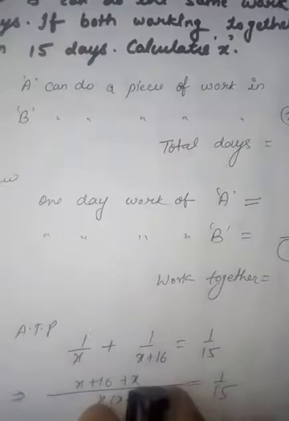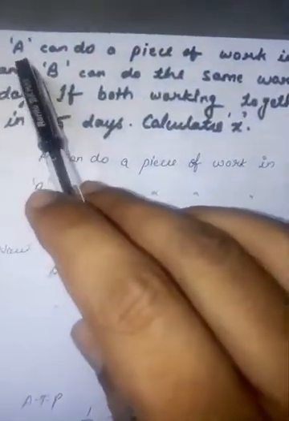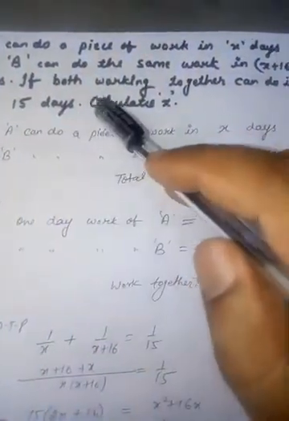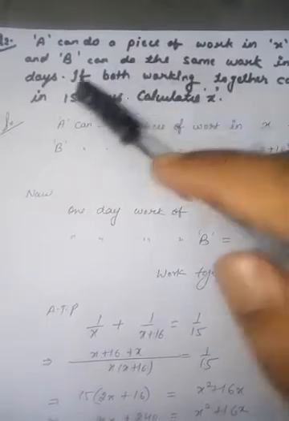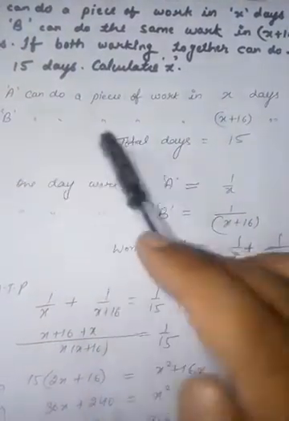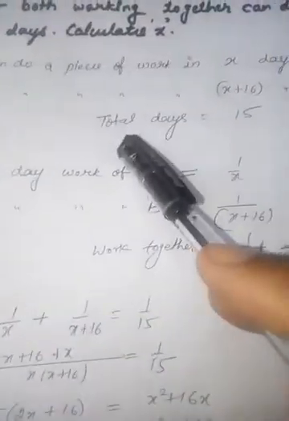The next question, the same topic. A can do a piece of work in x days and B can do the same work in x plus 16 days. If both work together, they can do it in 15 days. Calculate x. So let me do it. A can do a piece of work in x days, B can do it in x plus 16 days, and the total days together is given as 15.